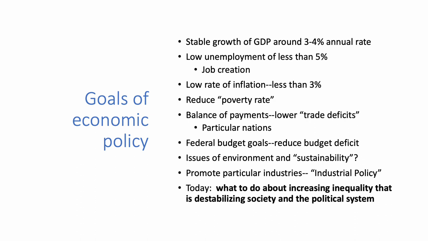Depending upon which party's in power, if Republicans are in power, they don't care much about environmental issues and sustainability and global warming. They say they don't believe it exists and so forth. When Democrats are in power, environmental issues take some sort of priority. So that becomes a goal. And then sometimes government wants to promote particular industries. One favorite, of course, is the U.S. auto industry. And we call that industrial policy when the federal government is trying to help a particular industry one way or another. And there are many ways they can do that. And a new issue that has become very important, at least for some people in the Democratic Party, not so much for Republicans, is increasing inequality.